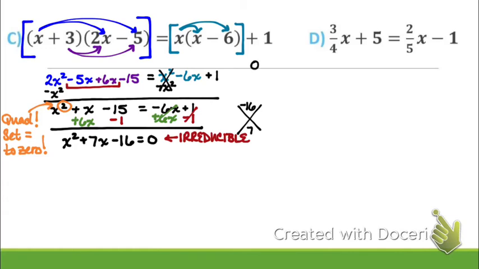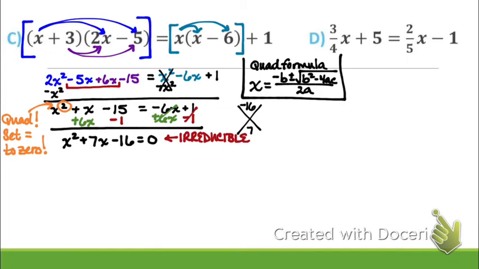All right, so quadratic formula. Negative b plus or minus the square root of b squared minus 4ac all over 2a. There's our quadratic formula. So what are we using for a, b, and c? A is 1. C is negative 16. B is 7.